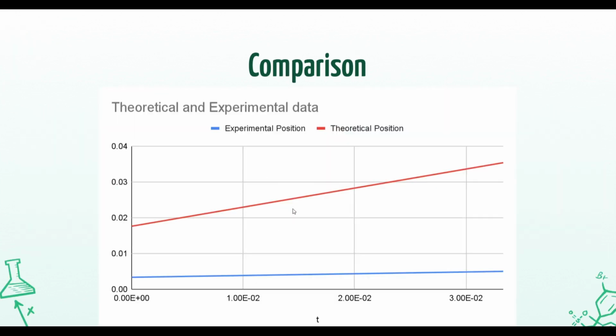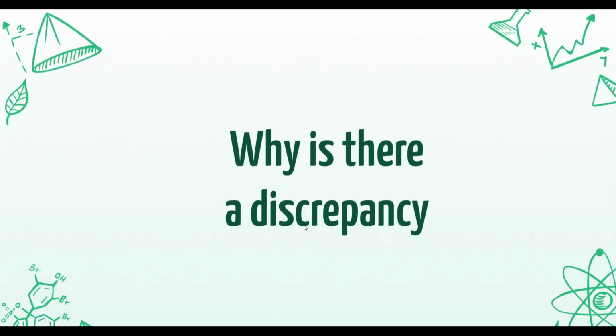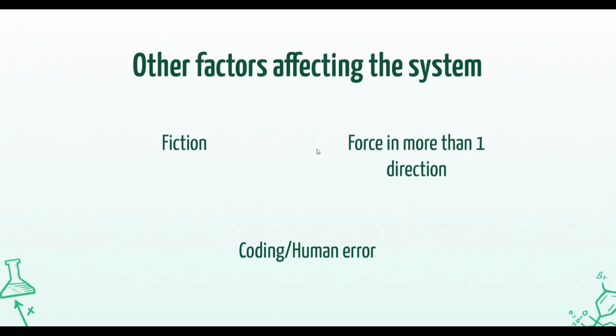So here you can see both lines, and you can see there's a big discrepancy. But why is there a discrepancy? There are several factors affecting the real-life system, such as friction, force in a different direction, and of course human error.